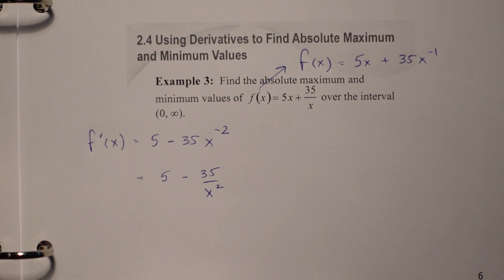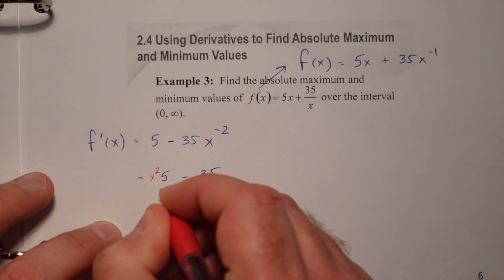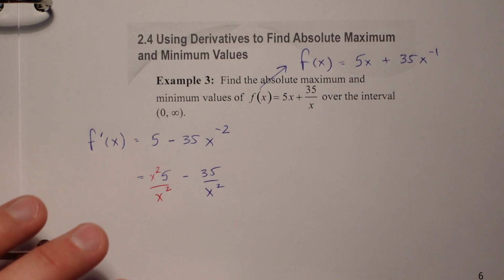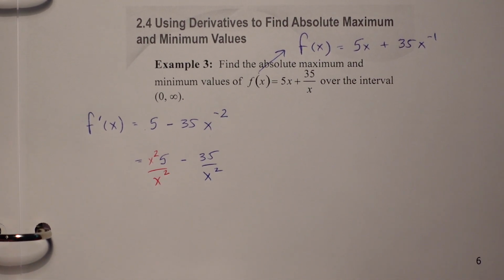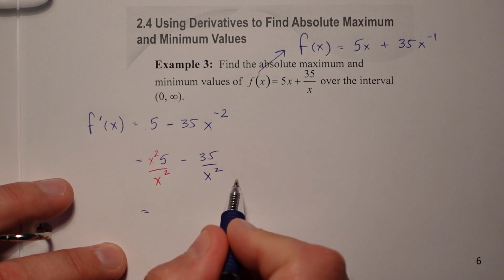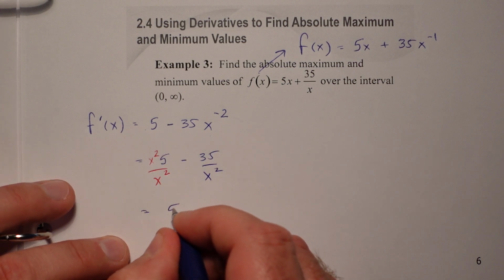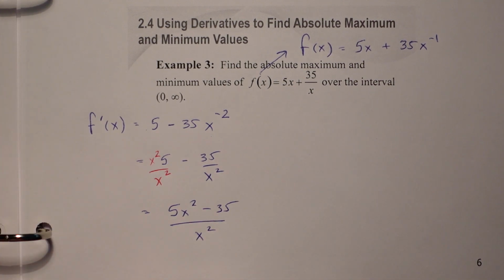Now, to find critical numbers here, I'd really like to see this as one fraction. So what I'm going to do is multiply this first term by x squared in the top, x squared in the bottom. That way I've got common denominators and I can put these two terms together. So again, just multiply top and bottom by an x squared. So this one fraction is going to be 5x squared minus 35 over x squared.